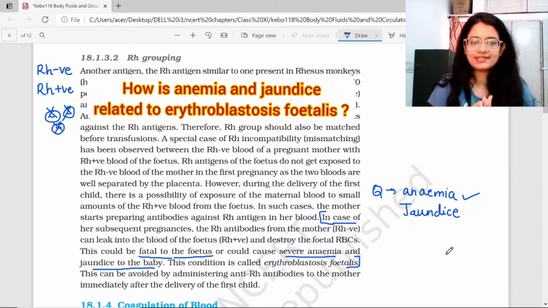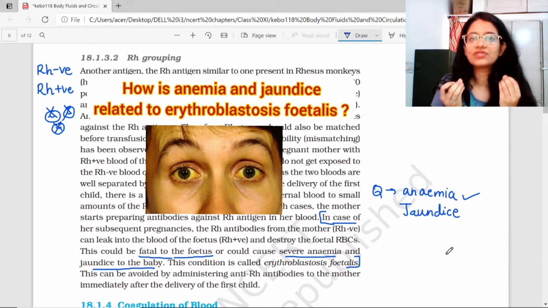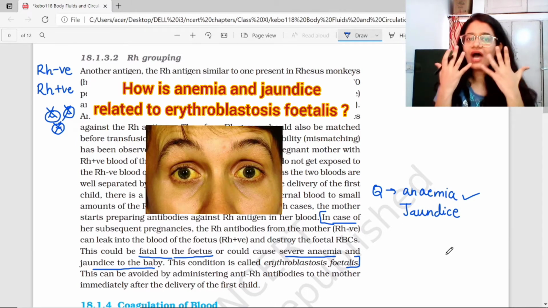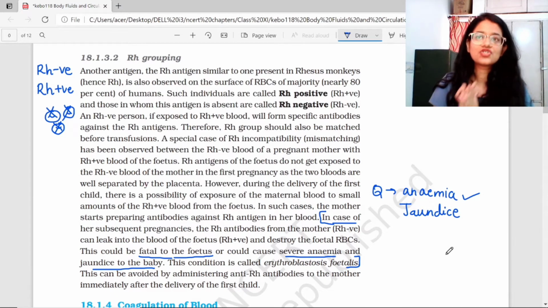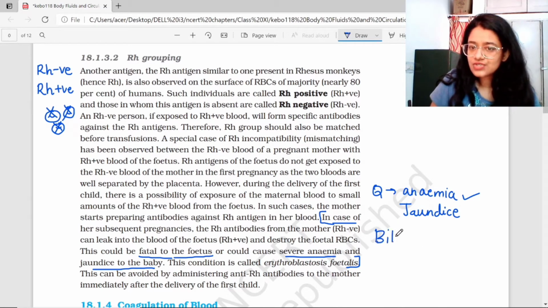Second is jaundice. Now, how is jaundice related to erythroblastosis foetalis? Jaundice में क्या होता है? So jaundice is basically yellowing of the skin, yellowing of the eyes, the white part of the eyes, yellowing of the nails, right? This is jaundice, and it occurs due to the accumulation of bilirubin and biliverdin.